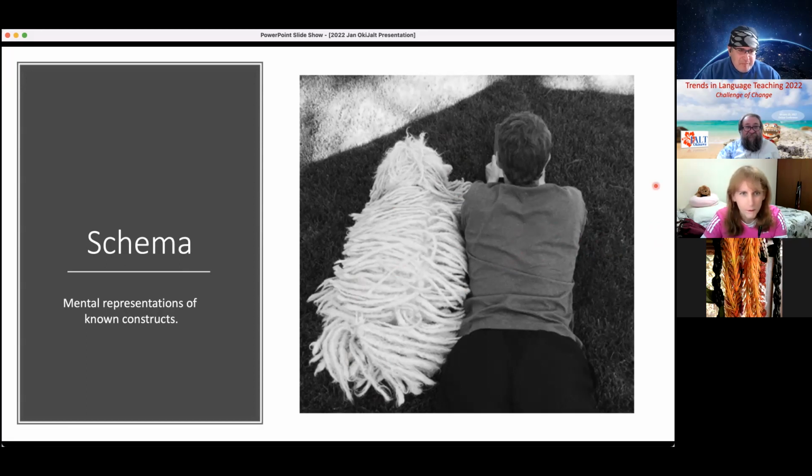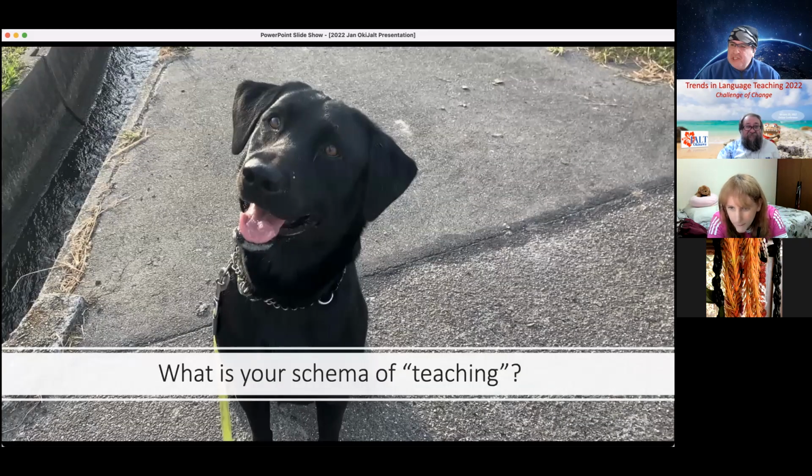This is a dog, but how do you know it's a dog? What about this is telling you that it's a dog? There is some sense of dogginess about it. And if your schema of dogs is broad enough, you get this idea. So what is your schema of teaching? Maybe it's not something we think about, or a lot of us don't think about it in a metacognitive way. We just have our way of doing something, and that's how we do it.